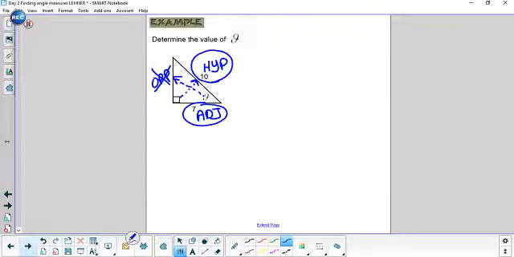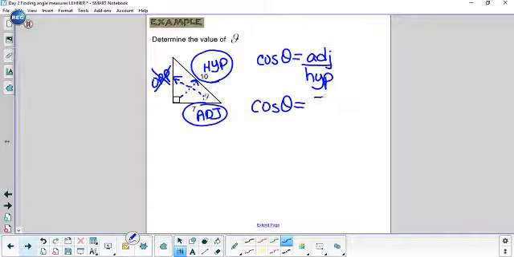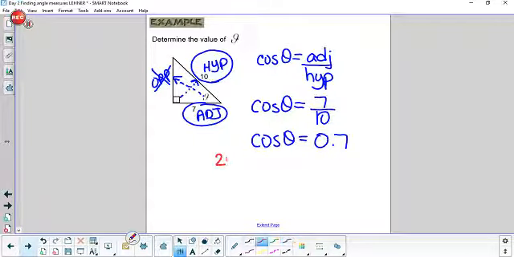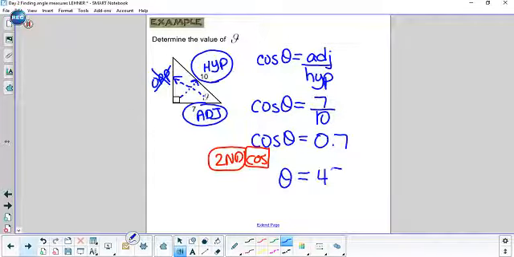So you think of your 3 trig ratios, and you will see that cosine is the only one that uses adjacent and hypotenuse. So we can find cos of the angle theta. Adjacent was 7, hypotenuse was 10. Divide 7 divided by 10, and we get 0.7. We're not actually going to have 4 decimal places here because 7 divided by 10 is just 0.7. So now we use our second function, cos, on your calculator, and you will get an answer of 45.6 degrees.